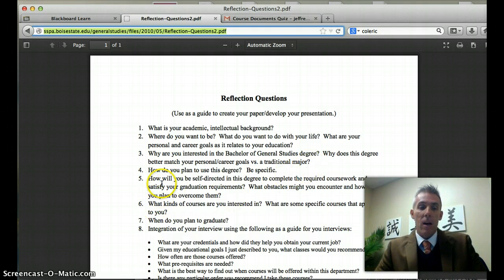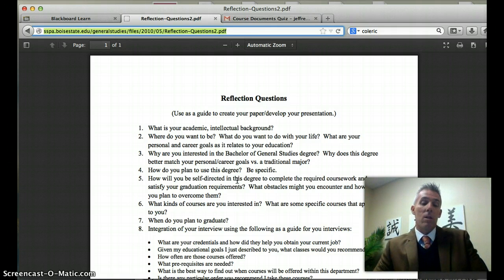Number 5, how will you be self-directed in this degree to complete the required coursework and satisfy your graduation requirements? Again, this is dealing with the 30%, the present, and so feel free to use that question if you would like. What obstacles might you encounter and how do you plan to overcome them? Again, in the same category.